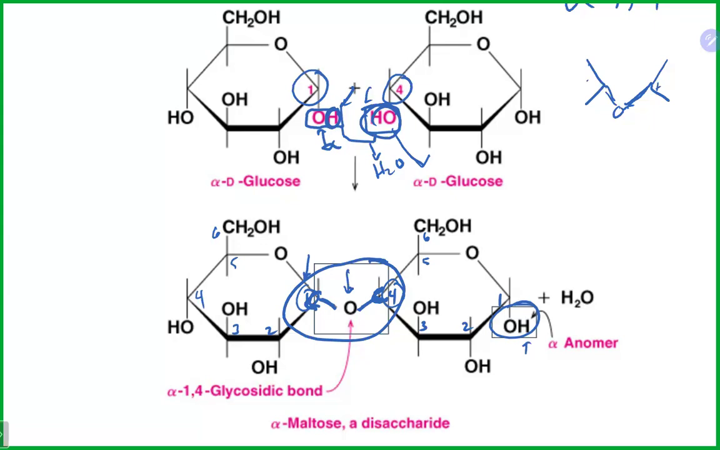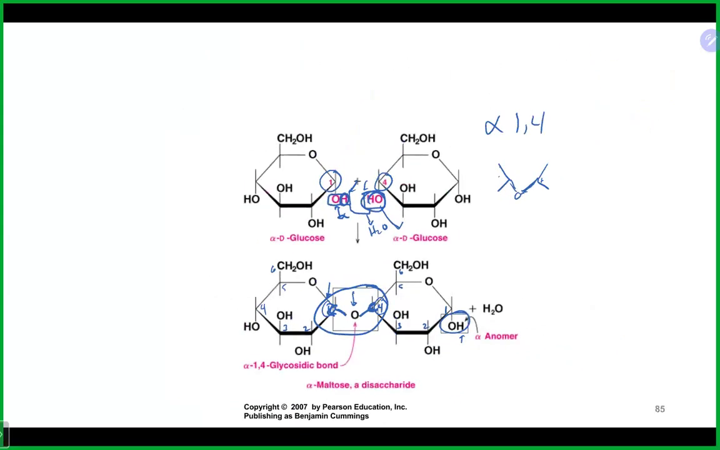Other questions? All right, so this is an alpha 1,4 glycosidic bond. Like I said, you can recognize it because it kind of looks like it's coming down. Again, just think alpha down. That's how you can see that.